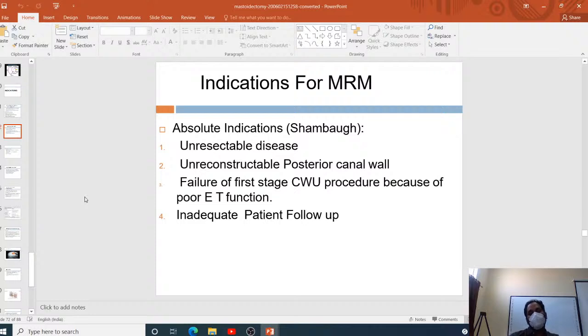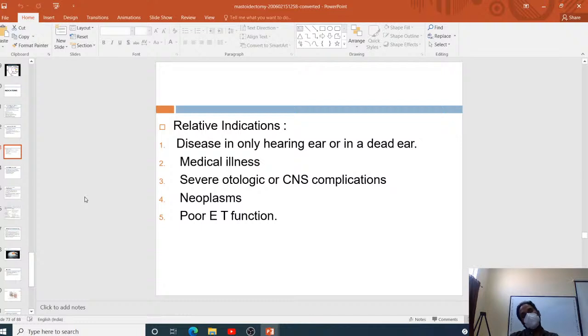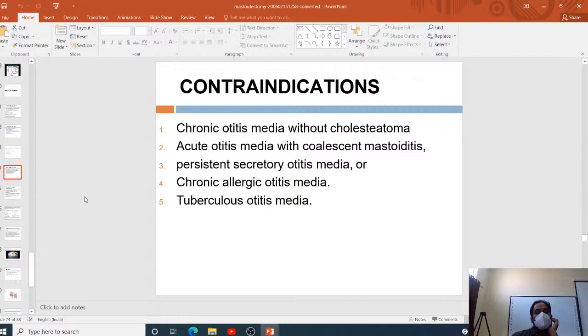The indications are unresectable disease, unreconstructable posterior canal wall, and failure of first stage canal wall up procedure because of poor ET tube function and inadequate follow-up. So these are the indications for mastoidectomy. And relative indications are disease in only hearing ear or in a dead ear, medical illness, severe otologic or CNS complications, neoplasms, and poor eustachian tube functions.